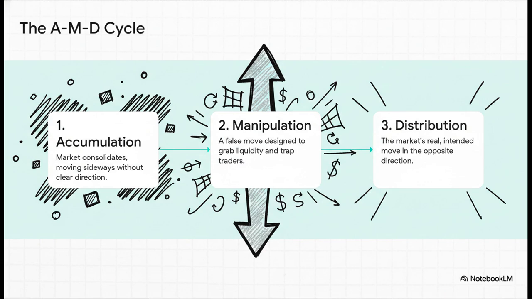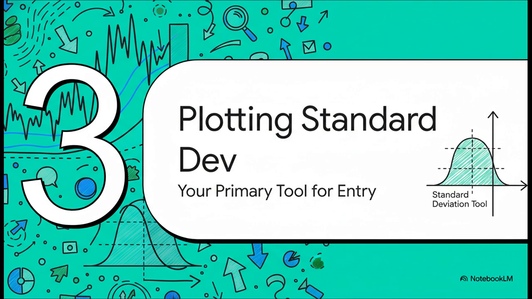First up, you have accumulation. This is that sideways, boring period where the market's just building up orders. Then comes the manipulation phase. That's our false move, that aggressive spike designed to hunt for liquidity. And finally, you get the distribution, which is the market's real move, the direction it intended to go all along. AMD.